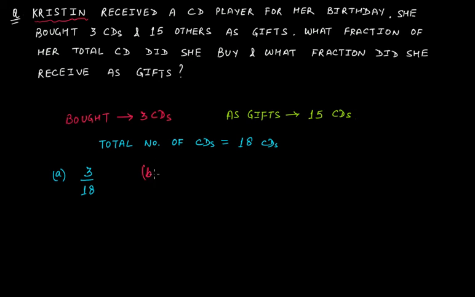Next part is, what fraction did she receive as gifts? Now, since she has 18 CDs in total, out of these 18, 3 CDs have been bought and 15 CDs she received as gifts. So if she received 15 as gifts, then 15 divided by 18. So 15 by 18 is the fraction for the second portion. What fraction did she receive as gifts? Okay.